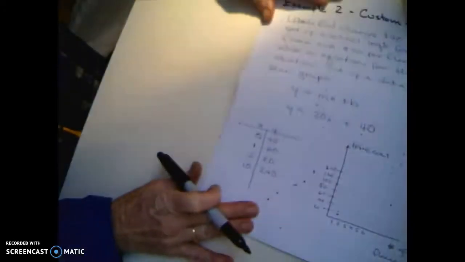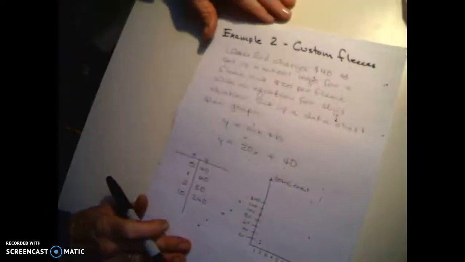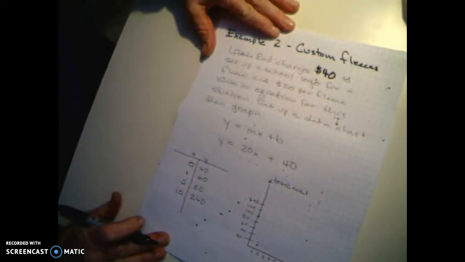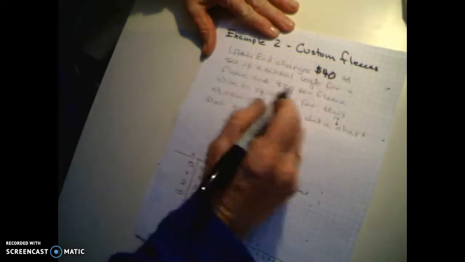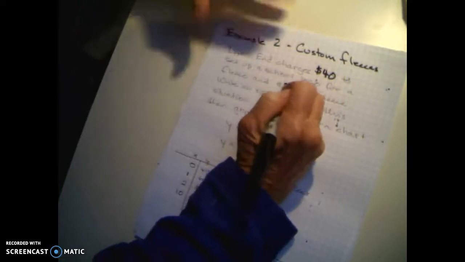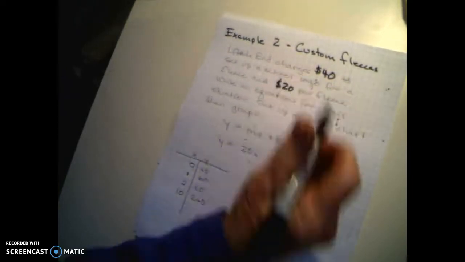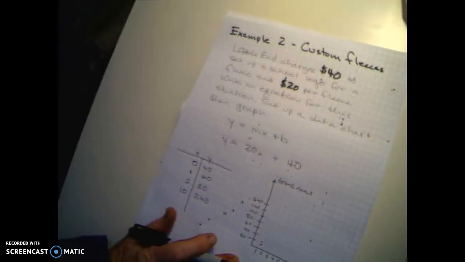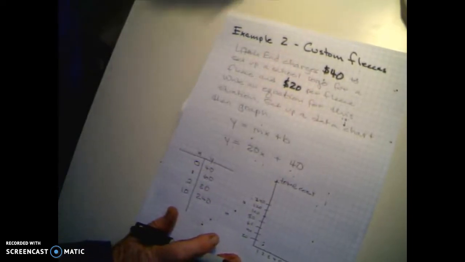So Lands' End charges $40 just to set up their machines to make a school's logo. For each fleece, they charge $20, which is what the students would pay in addition to this fixed cost. But the fixed cost is for one shirt. It's also for 400 shirts.